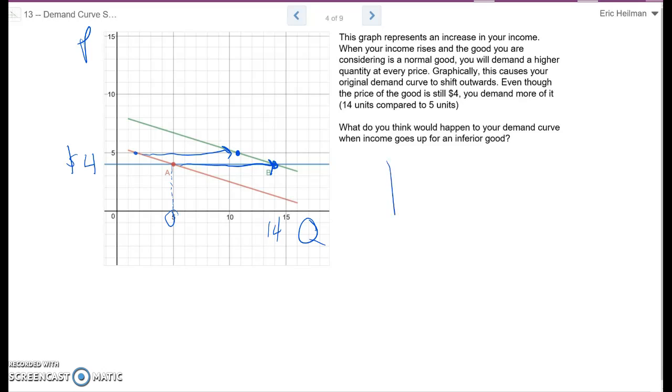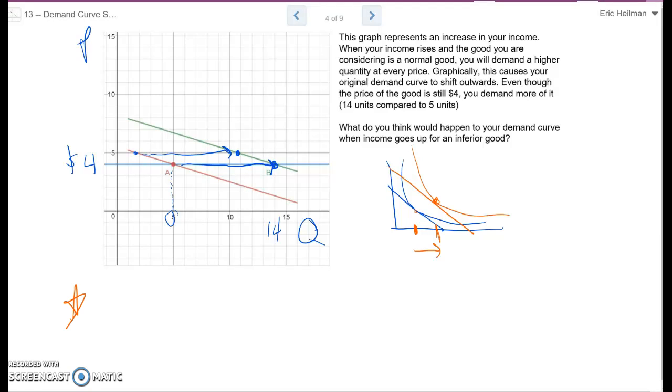So if you remember back when we were doing indifference curves and budget constraints, when your income goes up, that's a parallel shift outward of the budget constraint. And so what happens is you go from demanding this much of the good to this much, even though the price of the good hasn't changed. So you're going to get a parallel shift outward of the demand curve, assuming that the good is normal.